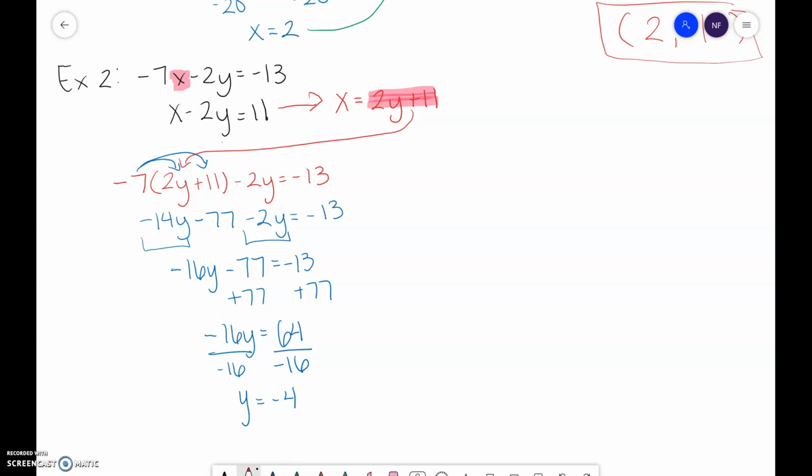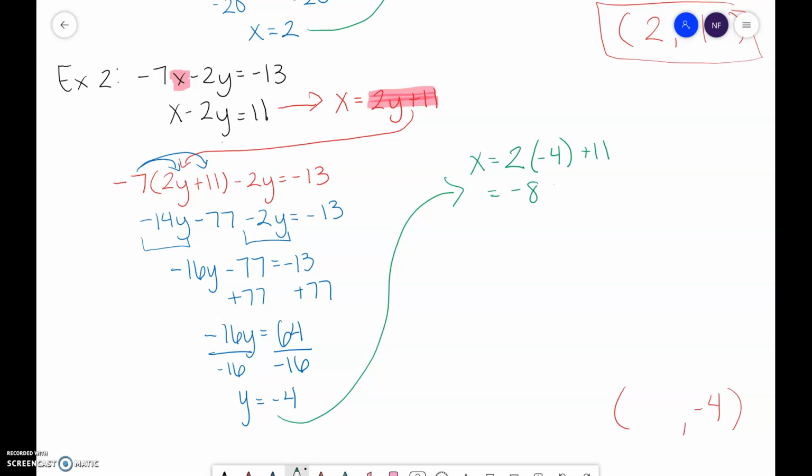And just a reminder, this is only half of our answer because we need a coordinate point and we only know that y is negative 4. So we need to plug this in to one of our equations to get an answer. So you can plug it into any of these. You can plug it into this one here, or this one here. I'm going to go ahead and plug it into the one that's already solved for x, since that's what I'm looking for. So x equals 2 times my y, which was negative 4, plus 11. So then we get negative 8 plus 11, which gives us our 3.